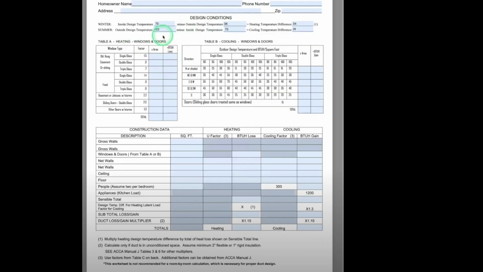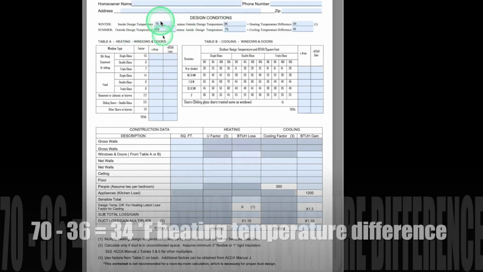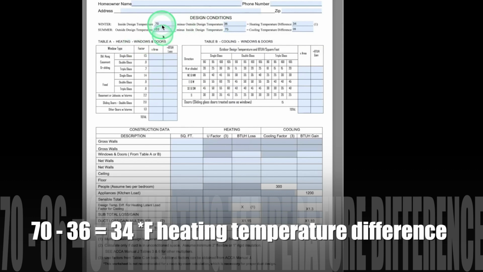And our numbers that we got for Kern County for the heating or the winter inside design temperature of 70 degrees, the target temperature, we're shooting for 70 degrees inside our building, minus the outside design temperature, and we pull that up from the ASHRAE weather stations, of 36 degrees. So 70 minus 36 gives you a heating temperature difference of 34 degrees. So this is going to be our temperature difference that we're going to use to multiply our heat loss in BTUs.